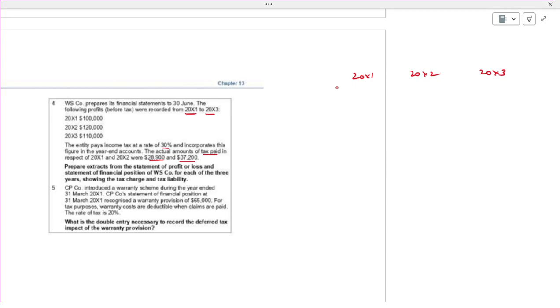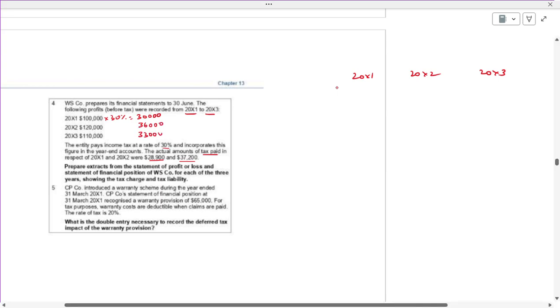Apart from that, every year they are paying 30%. Here it is 30,000, here 36,000, and here 33,000. This is the income tax expense. These are the estimates they are making. Definitely there will be an under provision or an over provision.